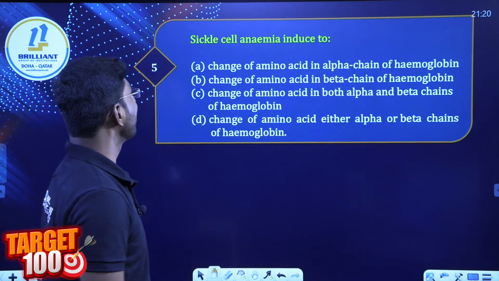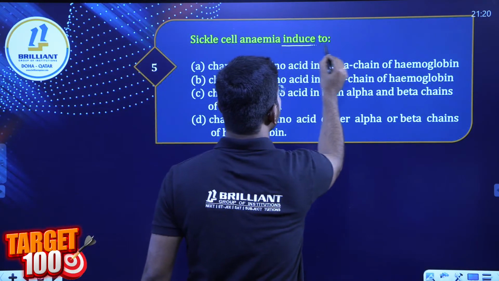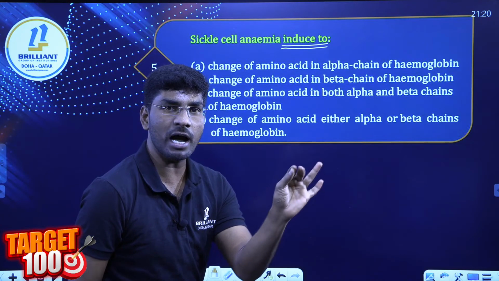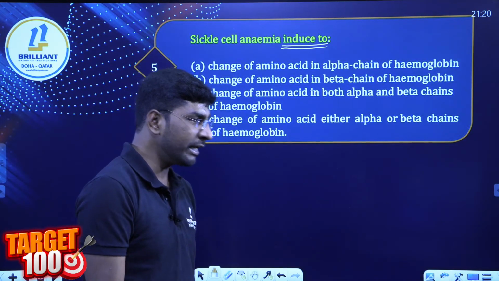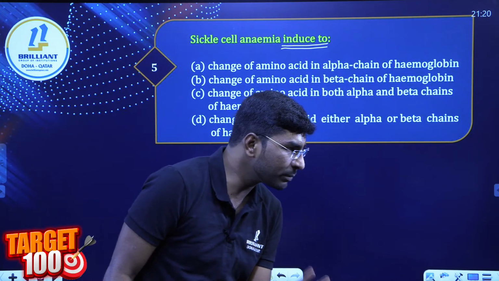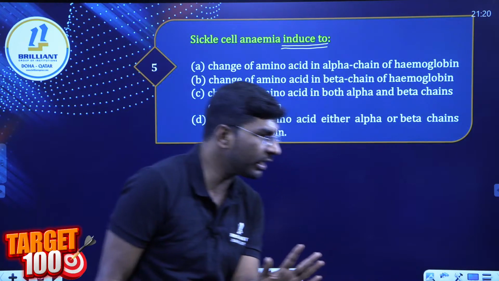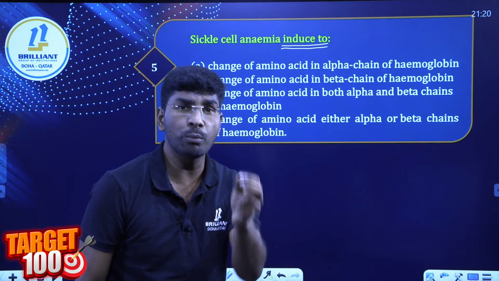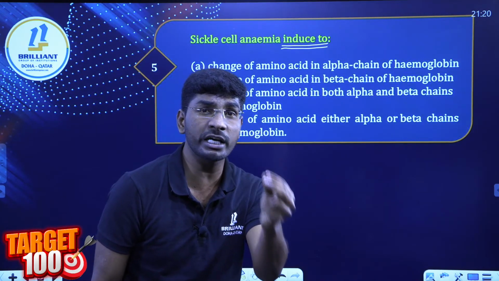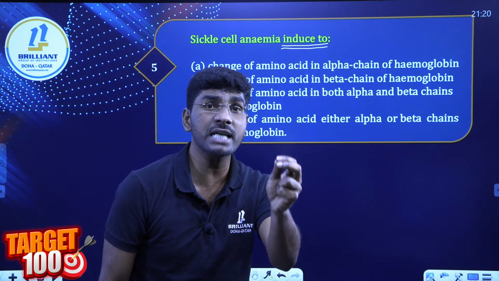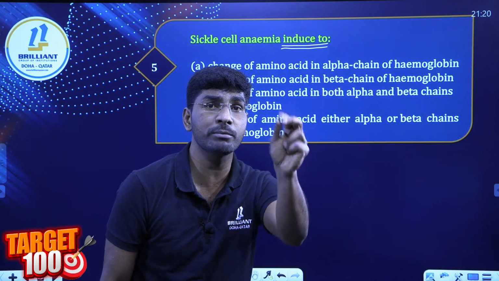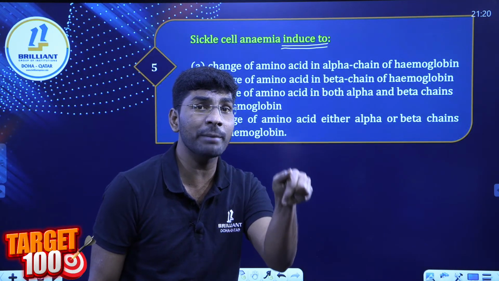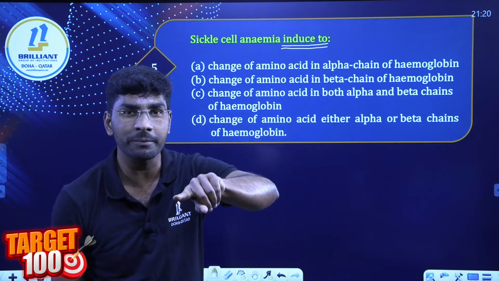Question number 5. Sickle cell anemia is induced due to... It's a very, very easy question. I need your answer. Sickle cell anemia is an autosomal recessive disorder. Mutation takes place in the beta polypeptide chain of hemoglobin. Which position is that? The 6th position, in place of glutamic acid. What comes? Valine. Yes or no?